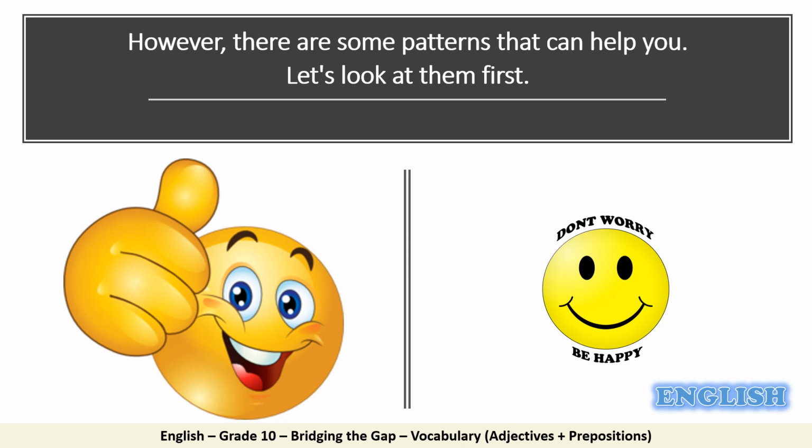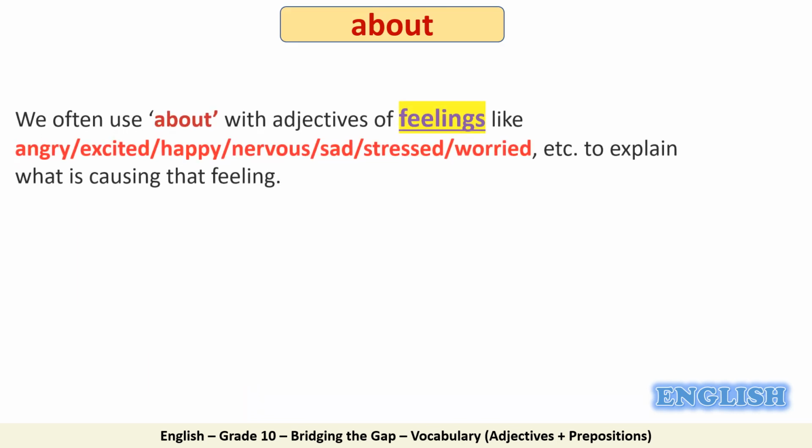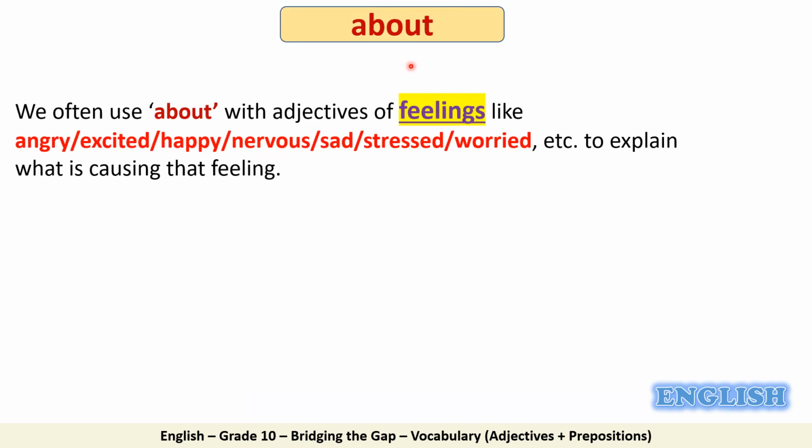As you are aware now, there are no grammatical rules for using a certain preposition with adjectives. However, the good news is that there are some patterns that can help you. Let's look at them first. The first one, about. We often use about with adjectives of feelings like angry, excited, happy, nervous, sad, stressed, worried, etc. to explain what is causing that feeling. Let's look at some of the examples here.